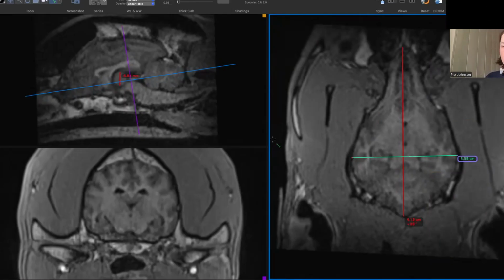Great. And so those are the total measurements that we'll be doing on these brain scans. And thank you very much for assisting us with this project.